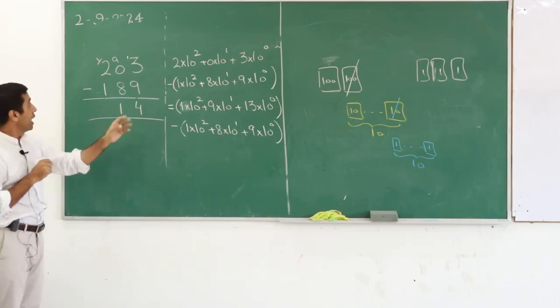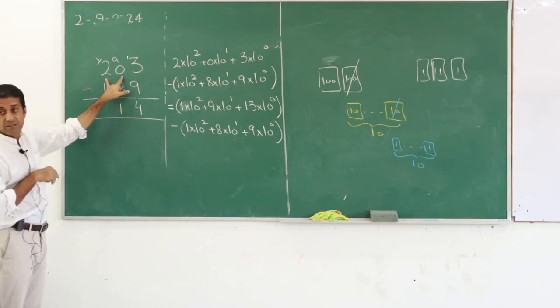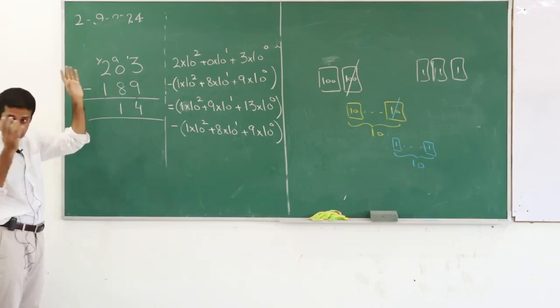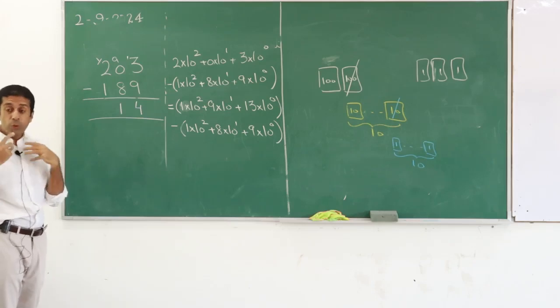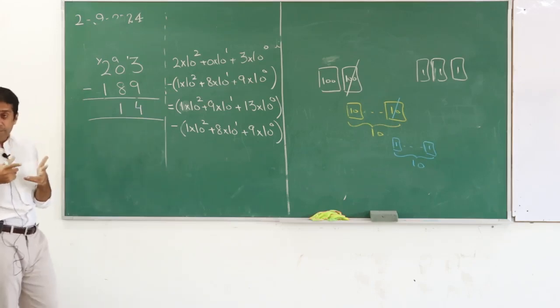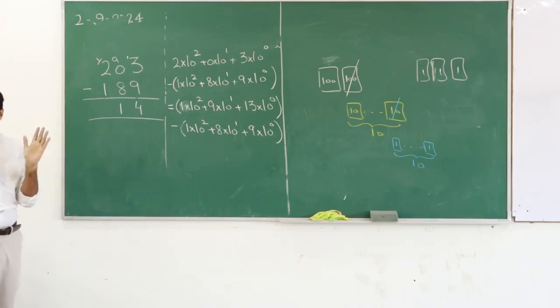I can write it as 100, 10 tens and 3 ones. I can write it in multiple ways, but that's not what is interesting. What is interesting is what will allow me to calculate quickly. So I'm trying to show you that the algorithm is correct mathematically. That's what I'm trying to show you.